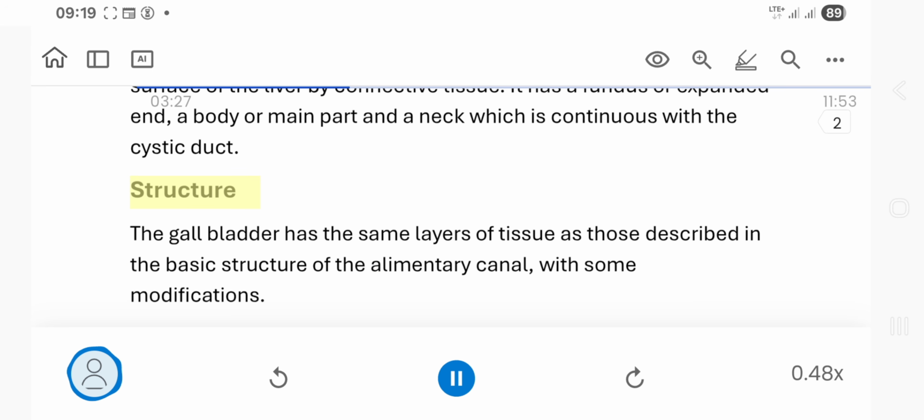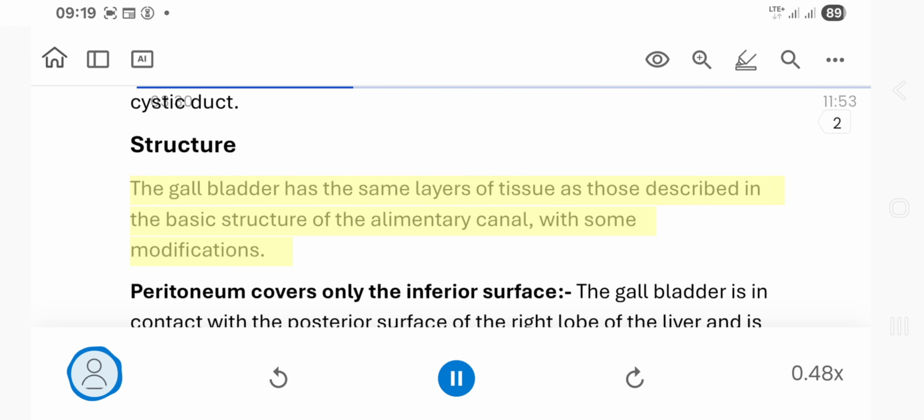Structure. The gallbladder has the same layers of tissue as those described in the basic structure of the alimentary canal, with some modifications.